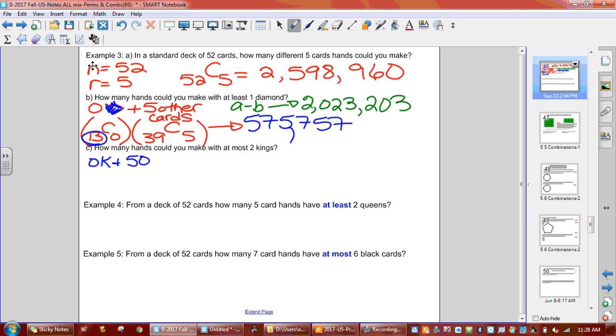Now, so 0 kings. There are 4 kings in the deck. I'm choosing none of them. Times by, there are 48 other cards. I need to choose 5. Okay, the OC stands for other cards.